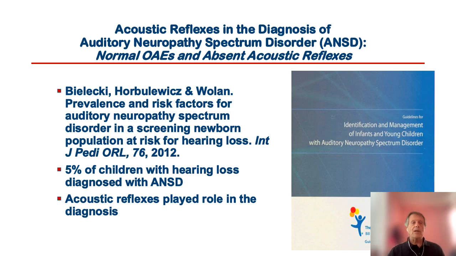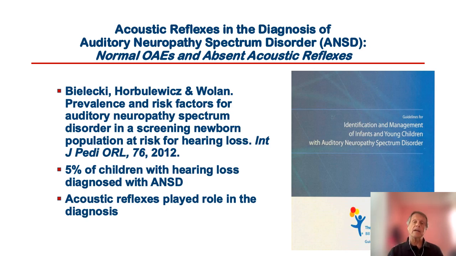And now many people say, well, auditory neuropathy is quite uncommon. Well, it turns out it really isn't that uncommon. 5% of children with hearing loss have hearing loss because of auditory neuropathy. That's the diagnosis, 5 out of 100. And the greater the degree of hearing loss, the more likely the underlying etiology is auditory neuropathy.